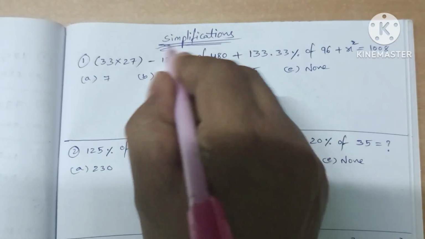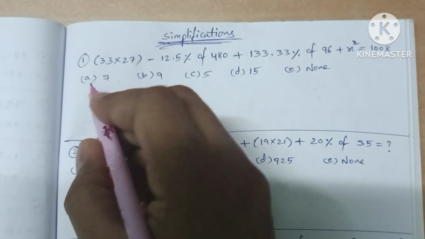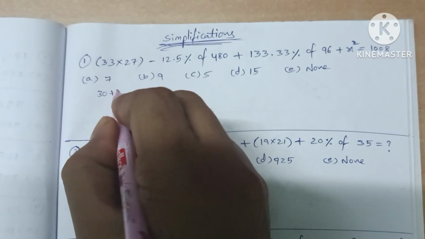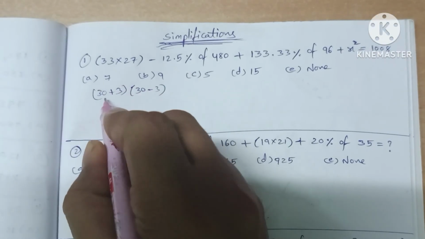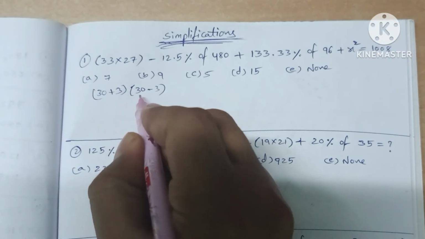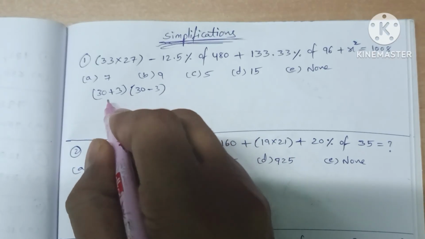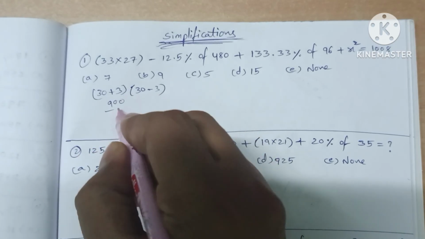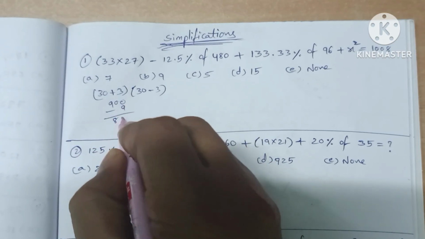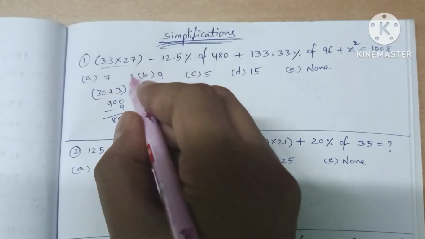First, we are going to see simplifications. First question. Here it is clearly visible that it is 30 plus 3 into 30 minus 3. So it looks like a plus b into a minus b. So a plus b into a minus b will be a square minus b square, which is 30 square, which will be 900, minus 3 square, which will be 9. So we get 891. This is the answer for this one.